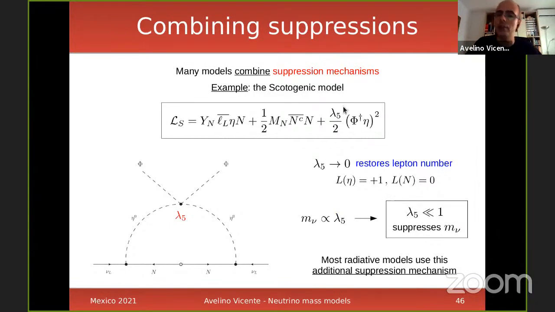For example, in the scotogenic model, I mentioned that this is a one-loop model, so you have the suppression mechanism coming from the loop. But in practice, what people do is they assume that this coupling here is also very small. So you combine the suppression mechanism from the loop with this epsilon parameter that I mentioned, this first suppression mechanism, a small violation of lepton number. So that allows you to increase, as usual, the Yukawa couplings and to reduce the mass of the mediators. So this is a way to combine two suppression mechanisms.